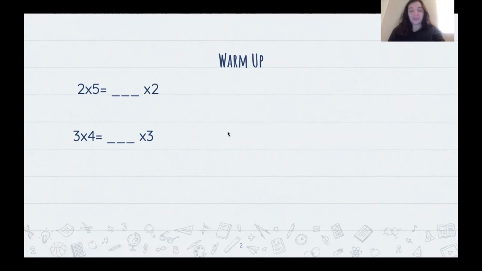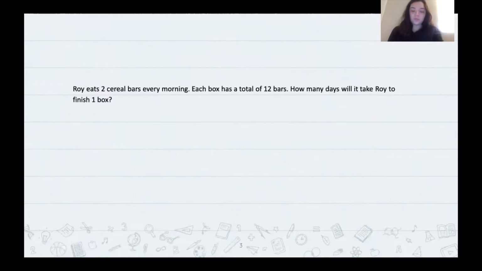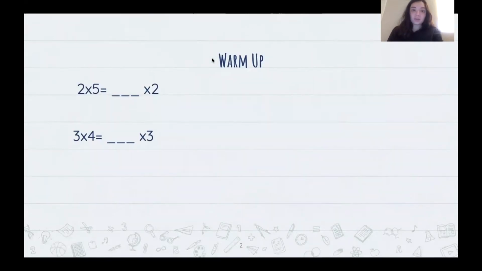If you haven't already learned about it, the commutative property of multiplication basically means that I can take 2 times 5 and turn it around and have it equal 5 times 2. It will still equal the same thing. So 2 times 5 is equal to 5 times 2. Both of these equal 10. Now we're going to do the next one. 3 times 4 is the same as 4 times 3. Both of these equal 12.